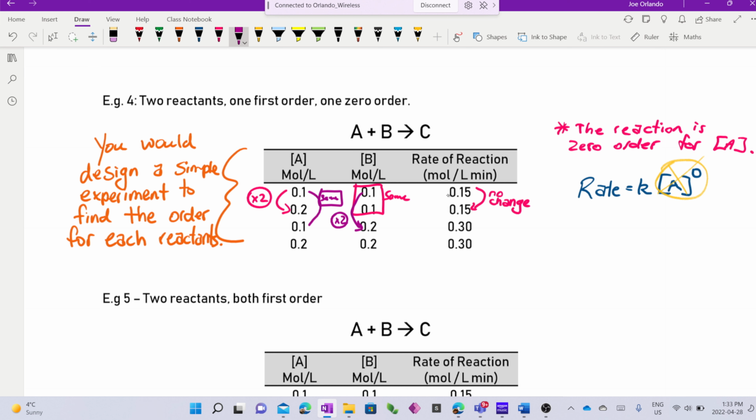And when I doubled B, what happened? The rate changed. And how did it change? By double. Very good, it doubled. So doubling leads to doubling.